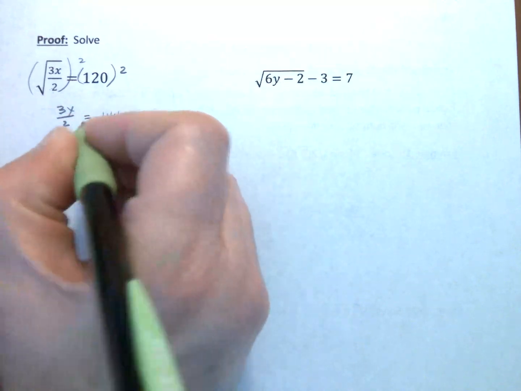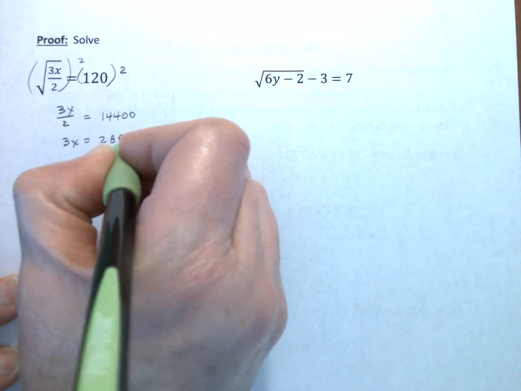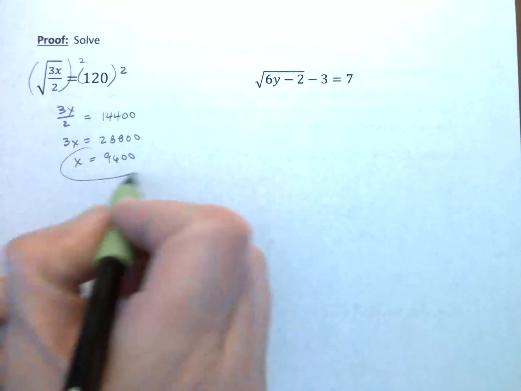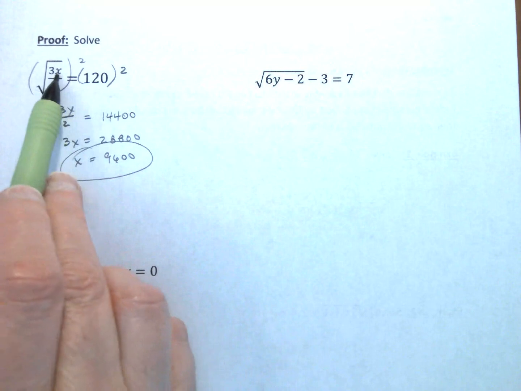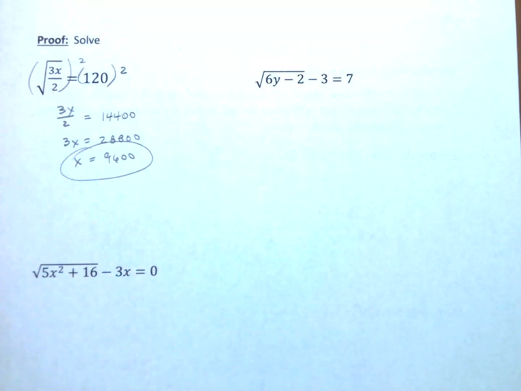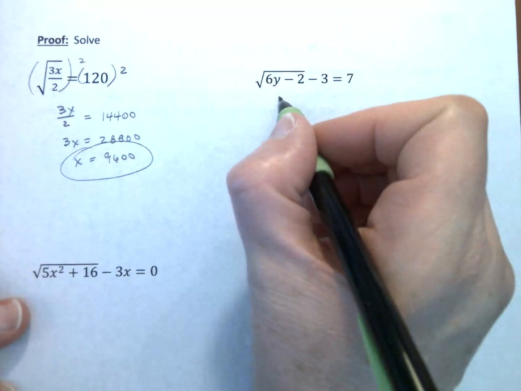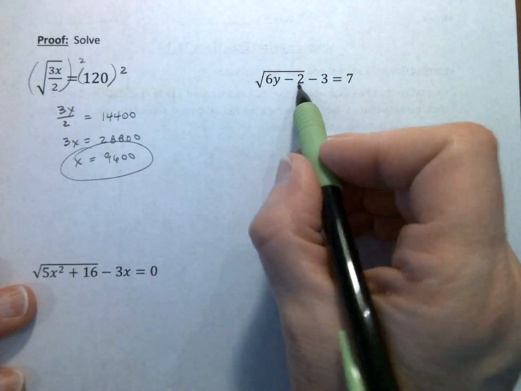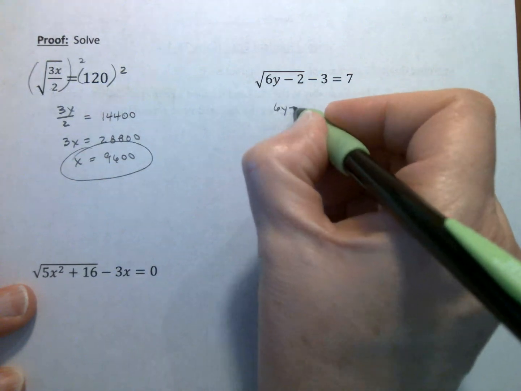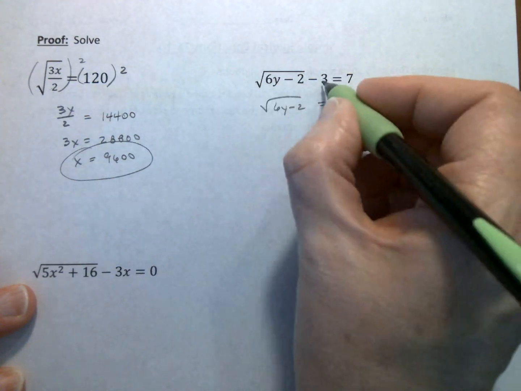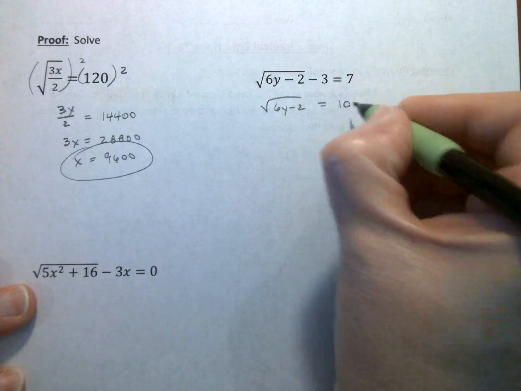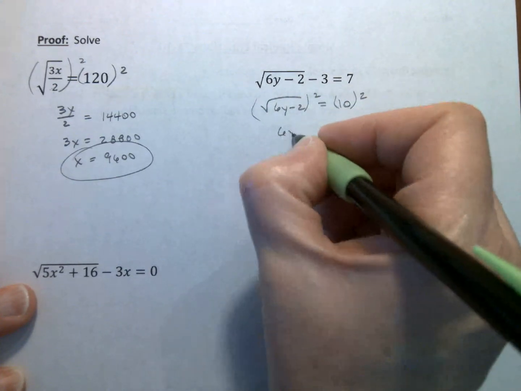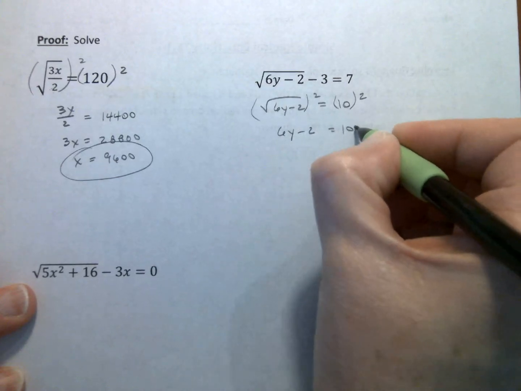Okay, and I'm just going to solve for x. So 3x is equal to 28,800, and x is equal to 9,600. Okay, it has to be positive because the x does not have an exponent. If I look at my next one, I need to get rid of this negative 3 so that I have the radical by itself. So I'm going to have 6y minus 2. The square root of that is equal to, if I add 3 to both sides, I get 10. I'm going to go ahead and square both sides. So I have 6y minus 2 is equal to 100.